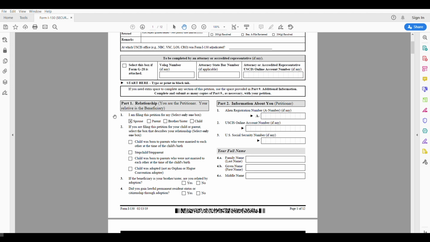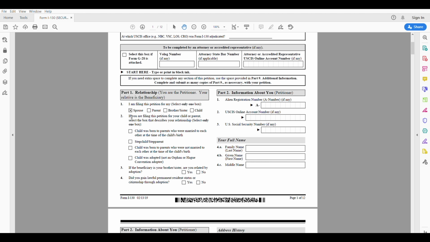Part 1, Relationship. In this case, you, the U.S. resident, are the petitioner and your relative is the beneficiary. Let's see what the qualifying relationship would be. Number 1, I am filing this petition for my spouse, parent, brother, sister, child. For the purposes of this example, we're going to assume that our petitioner is filing for their spouse.